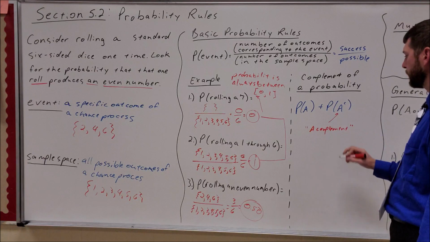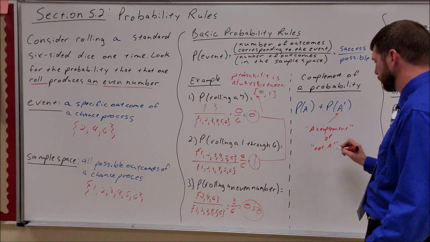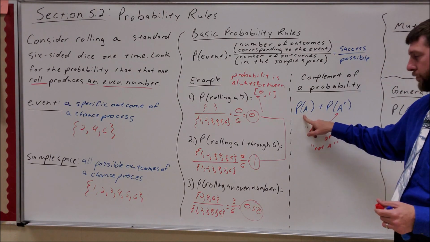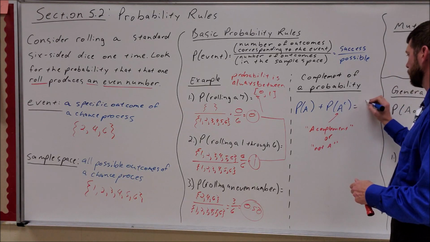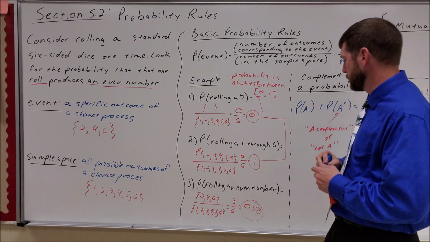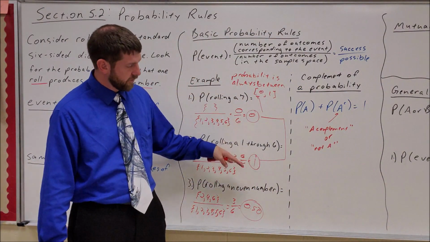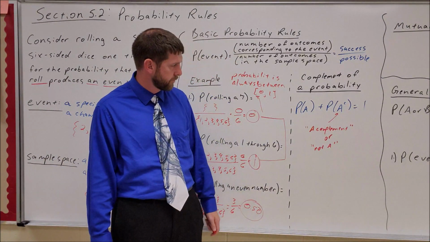I call that A complement, or we could just call it not A. That's how I'll often refer to it. So the probability of everything that's successful plus the probability of everything that's not successful should equal 1. That's what complement means. Altogether we've got to account for 100% of our probability when we're adding in the complement.